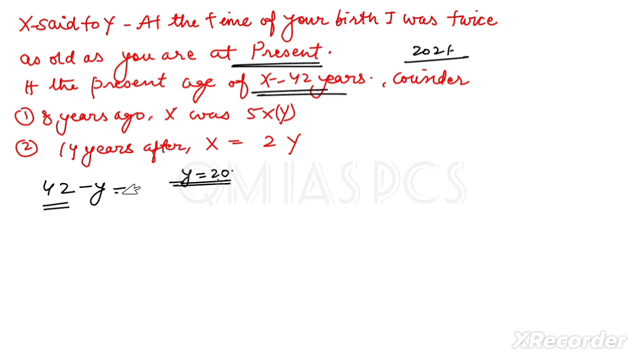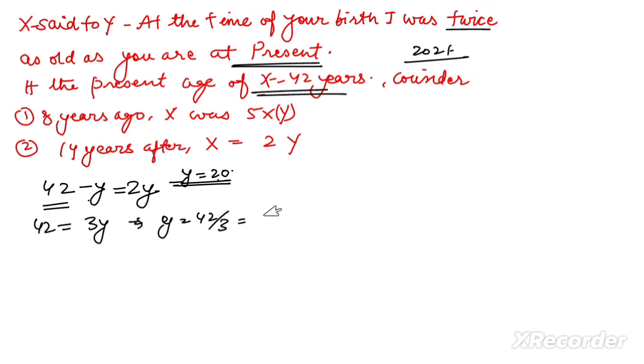And that is given like this: age is equal to twice the present age of y. That means twice of y. Are you getting the things? So it will be 42 is equal to y, to this side it will be 3y. So y is equal to 42 by 3 and that will be 14. So the age of y is 14.